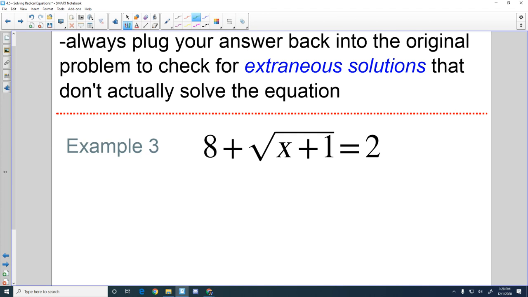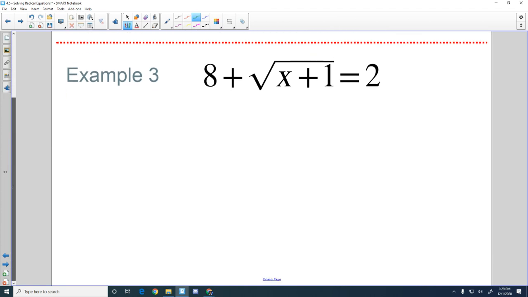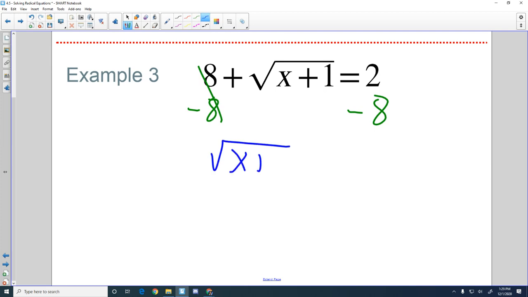So go ahead and write this problem down. 8 plus the square root of x plus 1 equals 2. What would be the first step? Subtract the 8. Exactly. Get rid of what's being added or subtracted. We're isolating that radical. So yeah, subtract 8. I totally agree. And we've got the square root of x plus 1 equals 2 minus 8. That's a negative 6. All right?